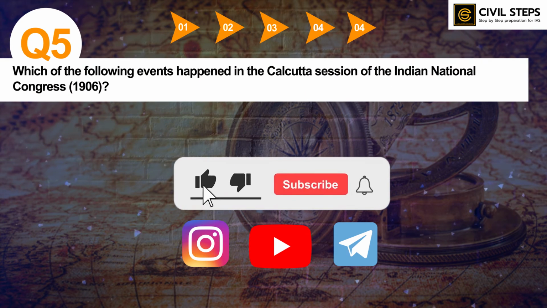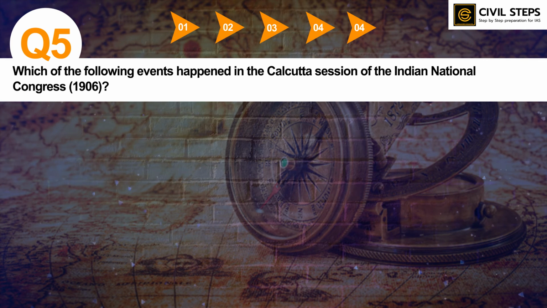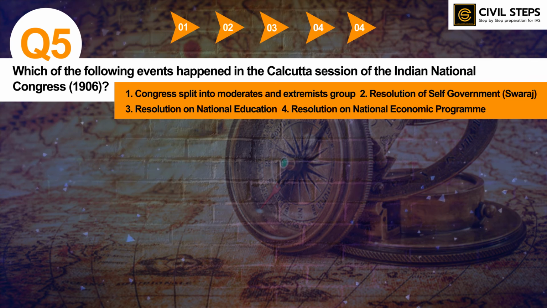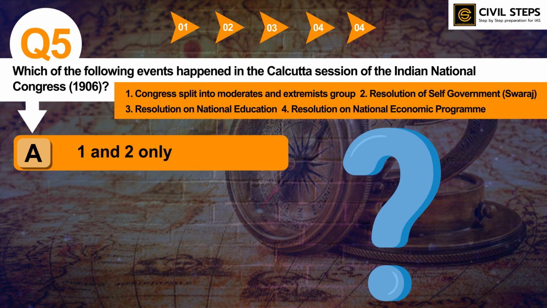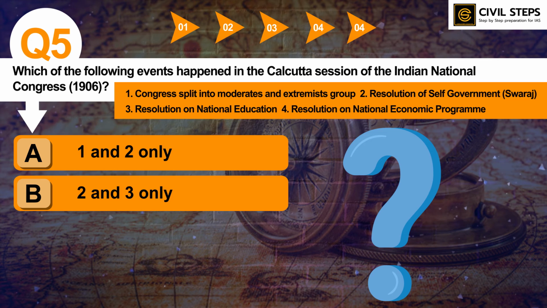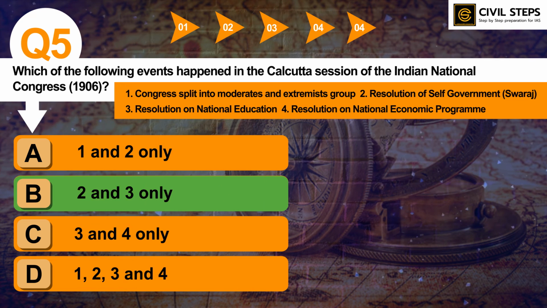Which of the following events happened in the Calcutta session of the Indian National Congress, 1906? First, Congress split into moderates and extremist group. Second, resolution of self-government, Swaraj. Third, resolution on national education. Fourth, resolution on national economic program. Select the correct answer using the code given below. Option A, 1 and 2 only. B, 2 and 3 only. C, 3 and 4 only. D, 1, 2, 3 and 4. So the correct answer of this question is option B, 2 and 3 only.